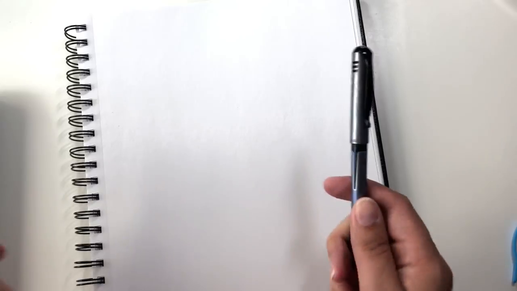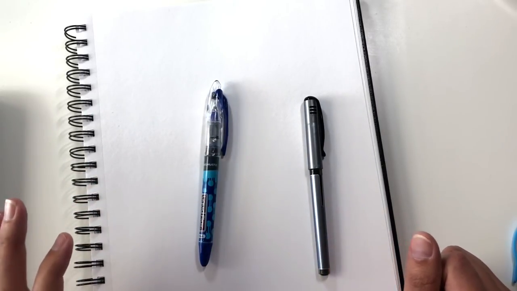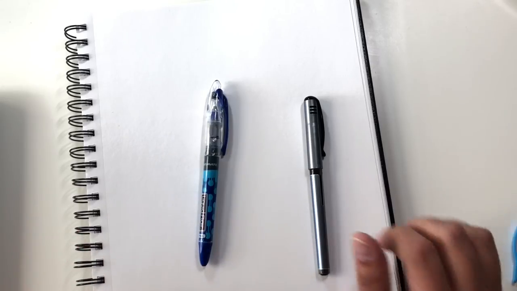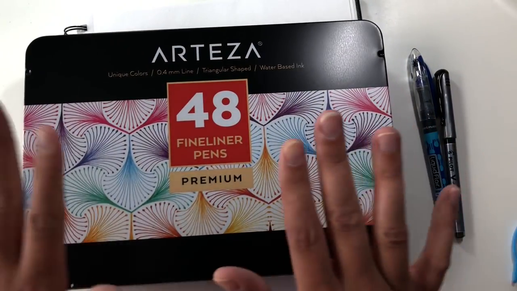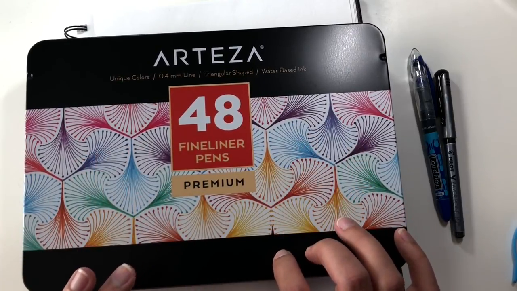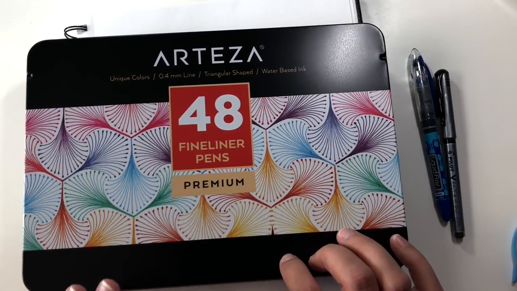For color variety, we actually had a tie for the least amount of colors. Both the Pilot V Razor Point and the Paper Mate Liquid Flare only come in 8 colors, by far the least amount of colors. Most of them hovered between 20 something and 40 something colors. But by far the most amount of colors are the Arteza fineliners. Now, this is the 48 pack, but they actually come in a pack of 72 if you want to order that one.